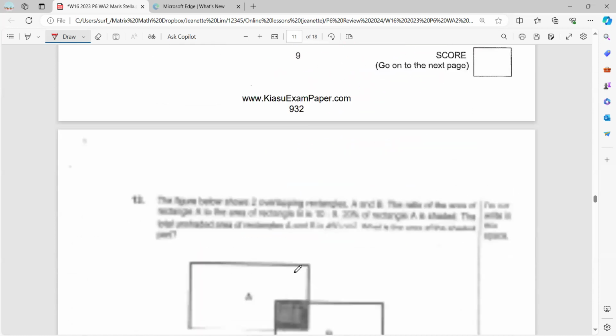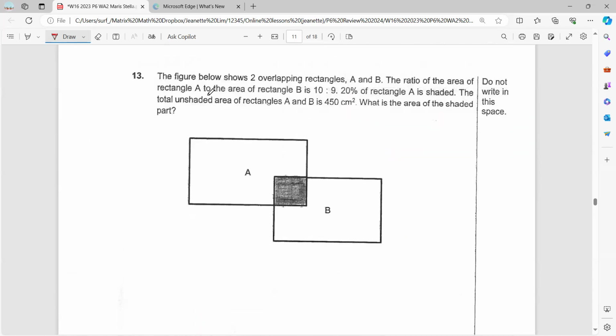Next question, 13. The figure below shows two overlapping rectangles, A and B. The ratio of the area of rectangle A to the area of rectangle B is 10 to 9. 20% of rectangle A is shaded. The total unshaded area of rectangles A and B is 450 square cm. What is the area of the shaded part?